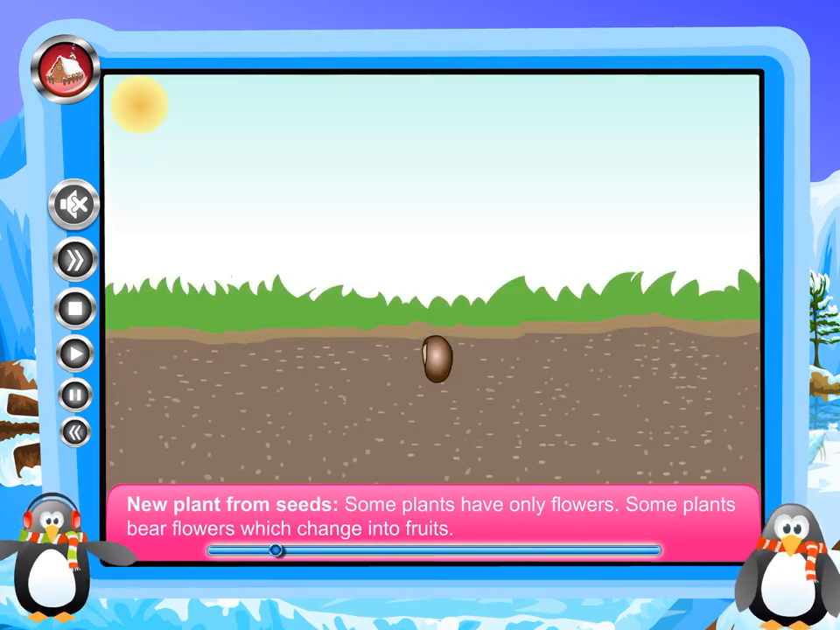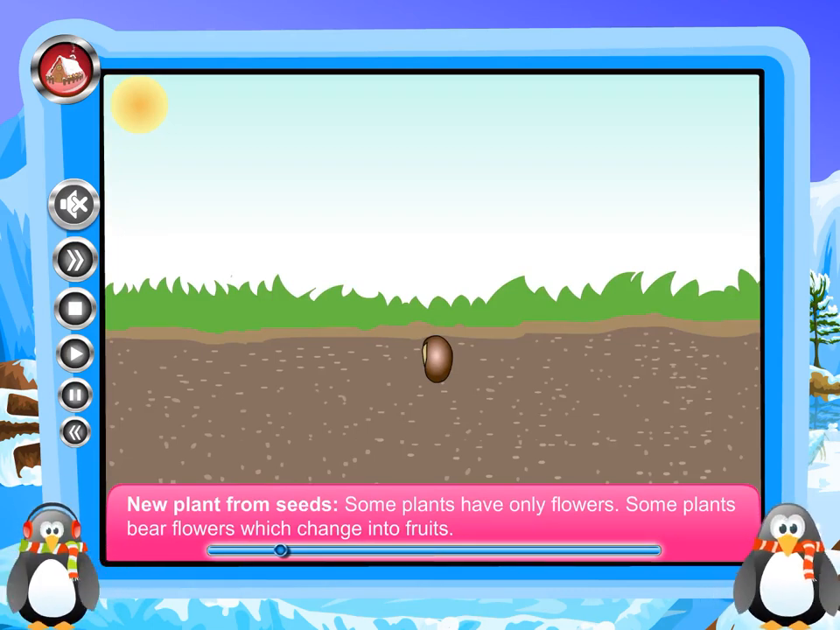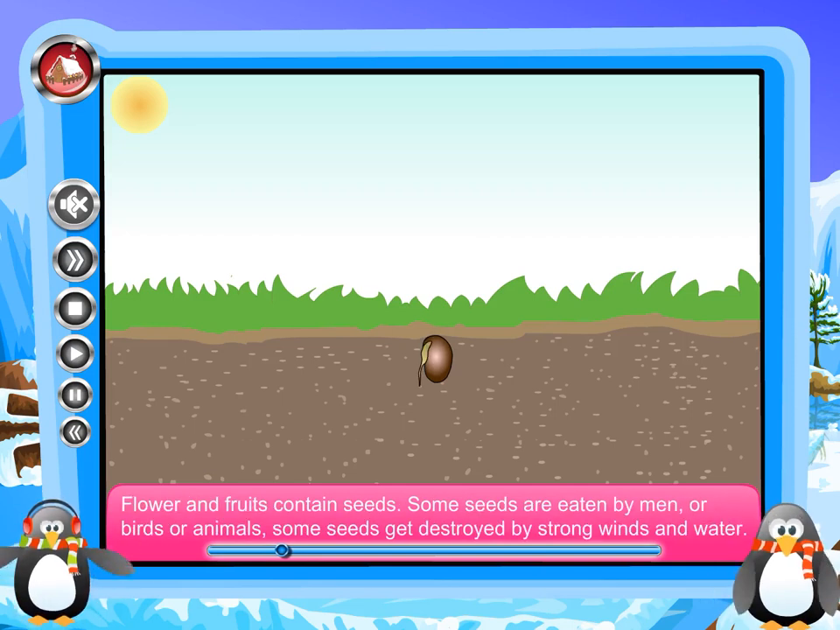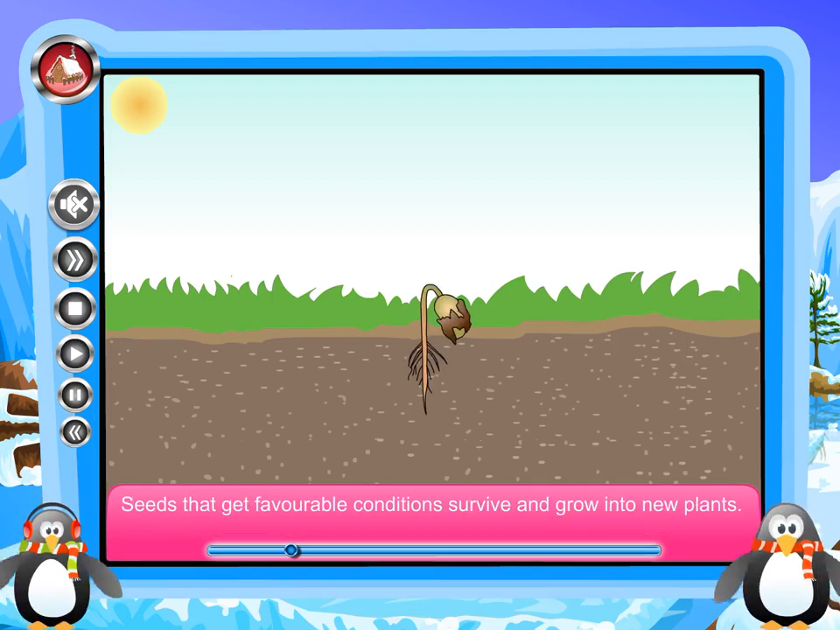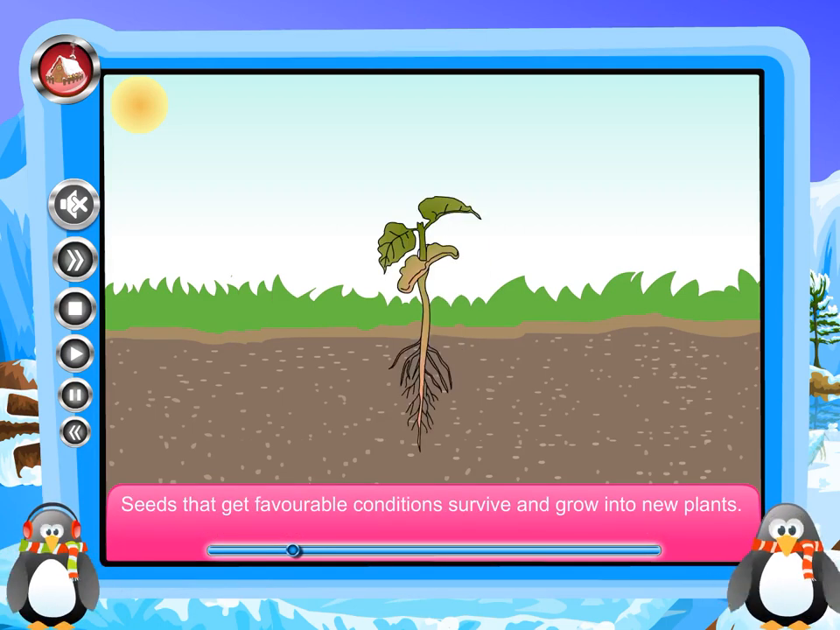New plant from seeds. Some plants have only flowers. Some plants bear flowers which change into fruits. Flower and fruits contain seeds. Some seeds are eaten by men or birds or animals. Some seeds get destroyed by strong winds and water. Seeds that get favorable conditions survive and grow into new plants.